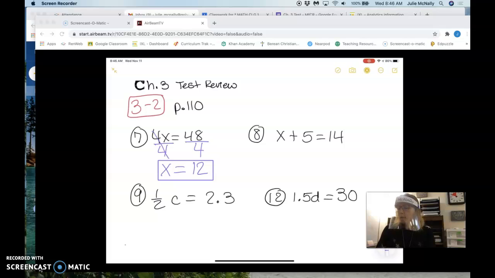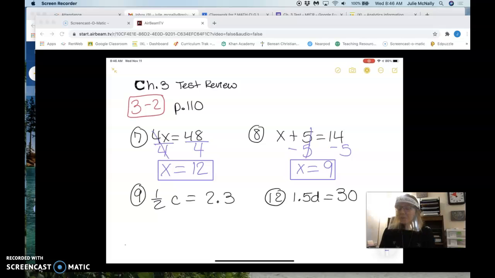How about number 8? What do we do to solve this? Minus 5. And x equals what? Yep. No. What? No. Oh, you did. I know. I thought. Okay.